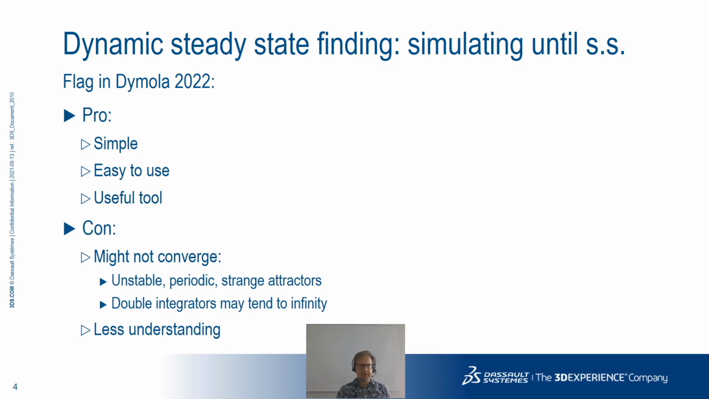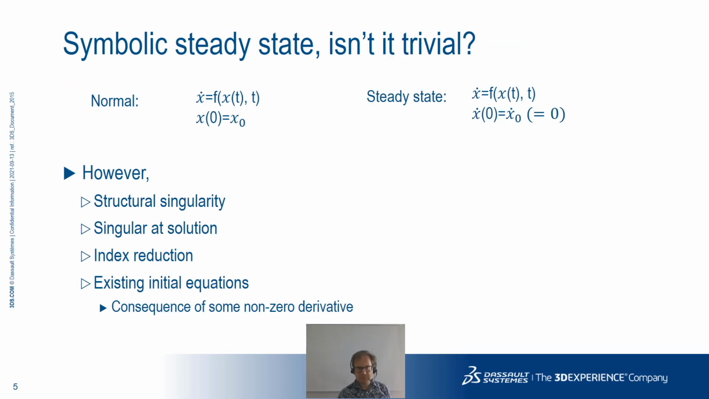So let's start with the latter. It was introduced as a flag in Dymola 2022, and it's fairly straightforward. The advantages are that it's simple, easy to use, and it's a useful tool in general. The disadvantages are that it might not converge, because the solution might be unstable, periodic, or there might be strange attractors. Especially double integrators might tend to infinity. And you also get less understanding of the problem.